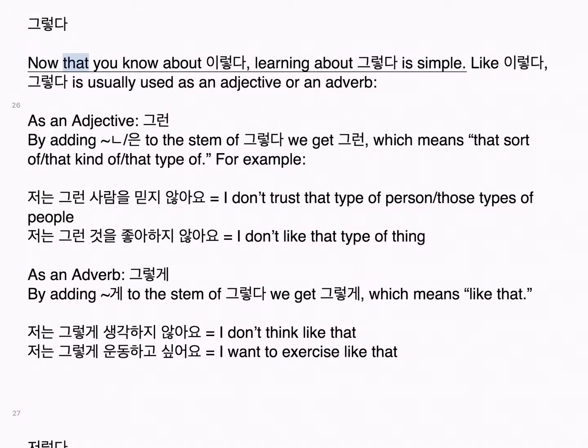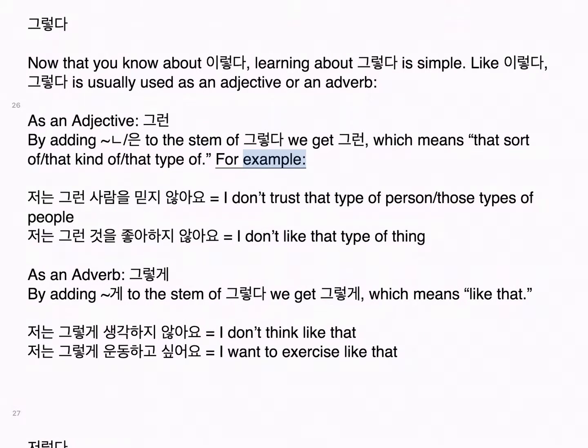그렇다, now that you know about 이렇다, learning about 그렇다 is simple. Like 이렇다, 그렇다 is usually used as an adjective or an adverb. As an adjective, by adding 는 to the stem of 그렇다, we get 그런, which means that sort of, that kind of, that type of.